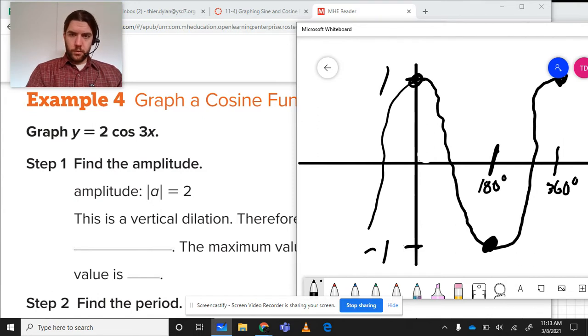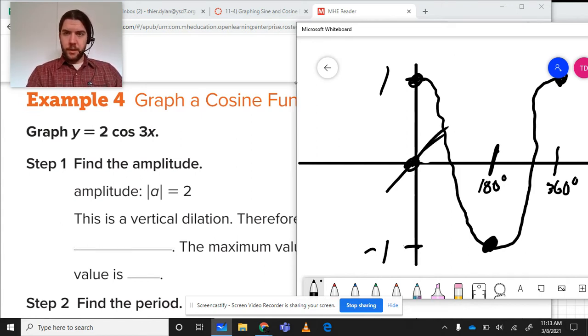Okay, that would continue on the left and the right side. But for now, we'll just do that section of the graph. So we start at a maximum, we end at a maximum, rather than sine where we start at the midline and we end at the midline. Okay, so this is our basic cosine.